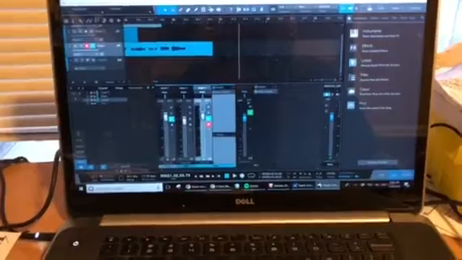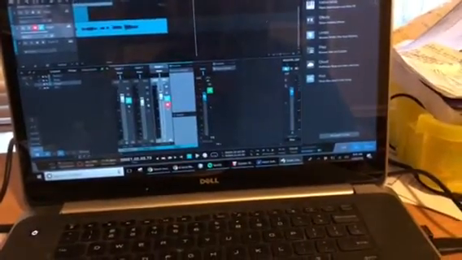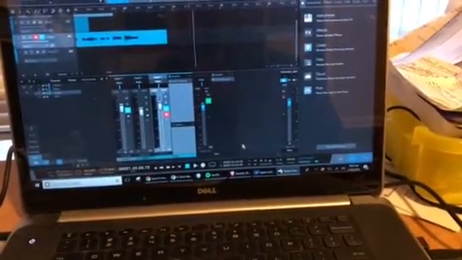So I'm just beyond disappointed with PreSonus support. I hope I get a chance to rate them because I'm going to give them a zero. Anyway, let me show you what it is.